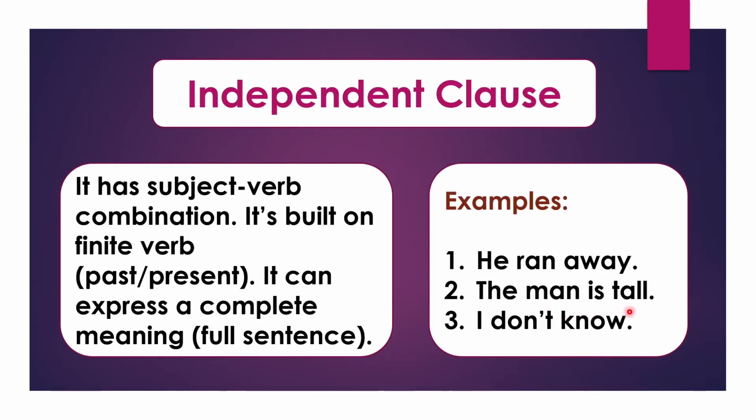The man is tall. Here man is the subject and is the main verb. So this is an independent clause and it is also expressing a complete meaning. I don't know. Here I is the subject, don't, that means do not. So here do is the main verb. So this is an independent clause because it is expressing a complete meaning.